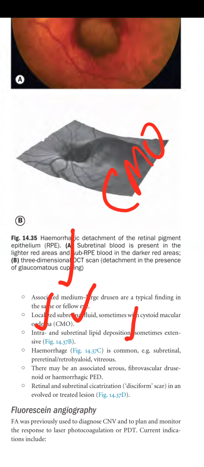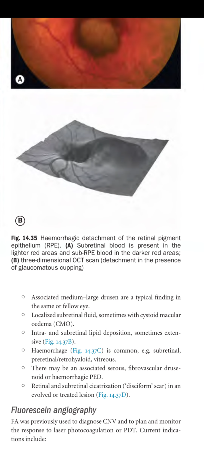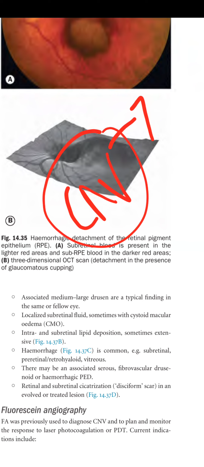Hemorrhage is common, which can be subretinal, preretinal, retrohyaloid, or vitreous. Because CNV is a new vessel and it can leak, it can cause a hemorrhage, which can be subretinal, preretinal, retrohyaloid, and vitreous. There may be an associated serous, fibrovascular, drusenoid or hemorrhagic detachment. Retinal and subretinal cicatrization, a disciform scar, is an evolved or treated lesion. So when the CNV resolves, it is converted into a disciform scar.